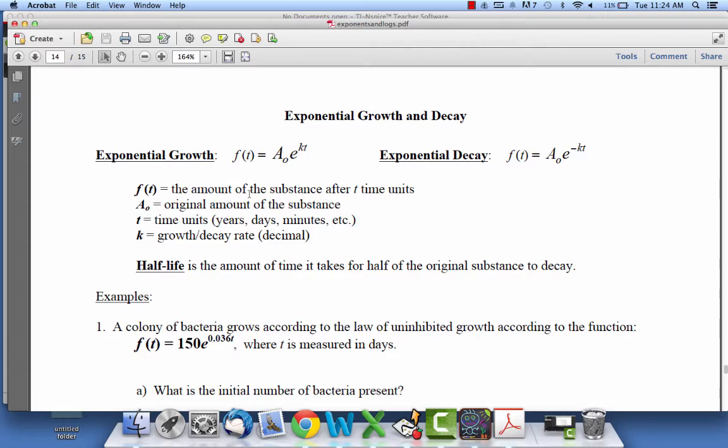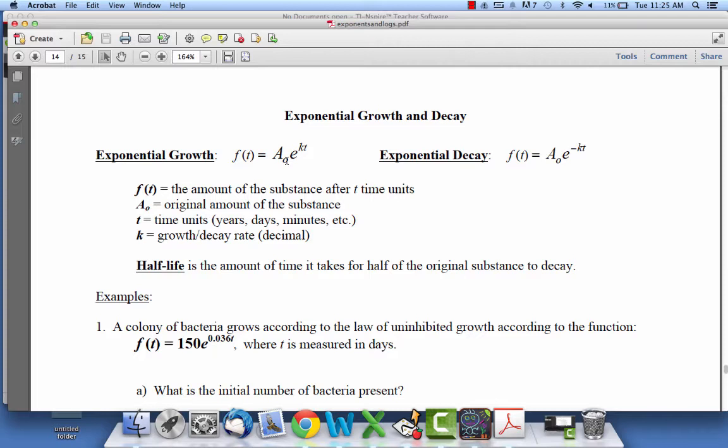So this is the amount that's there after t time units. It could be in seconds, minutes. On the interest formula, it's always years. On the exponential growth and decay, it varies, but it's specified in the question. A sub 0 is called A naught, as in nothing. But it's not that you had nothing. It's before any time passed. So A naught is what you had when you first started counting.